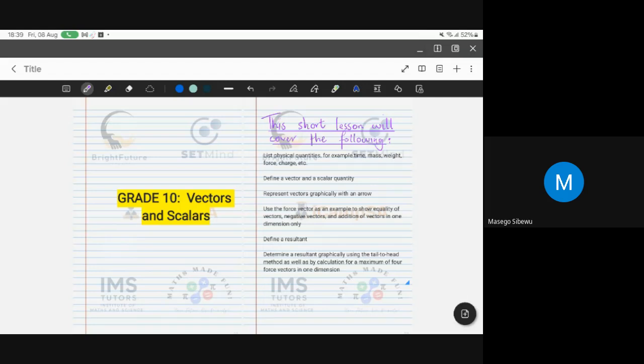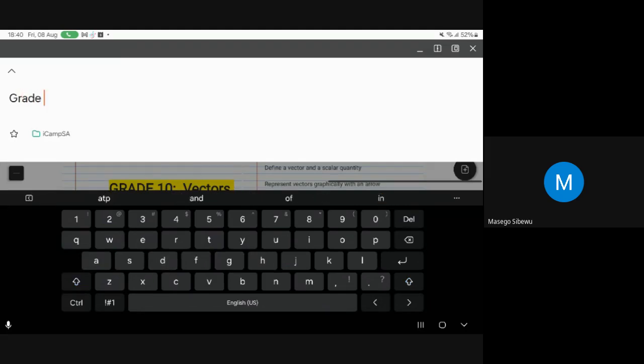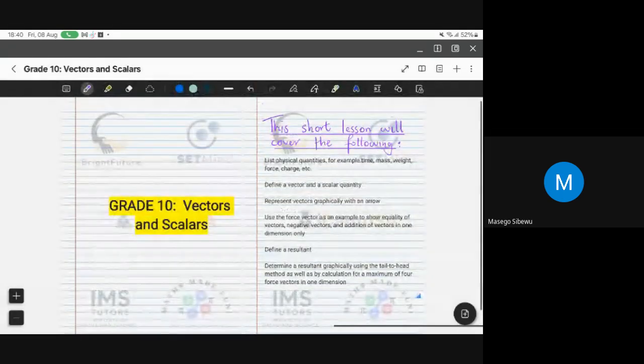So today's lesson will be on physics. For the past few lessons, we've been doing mostly chemistry. So we've done empirical formula, we've done percentage yields, and so on. So now we are entering the physics section. The way it starts is with this particular section, vectors and scalars.